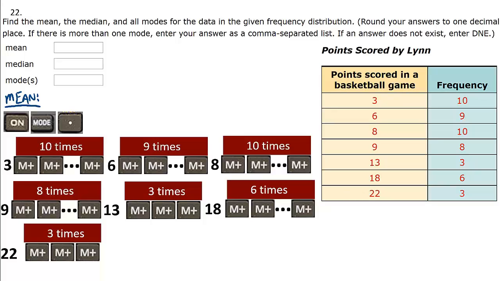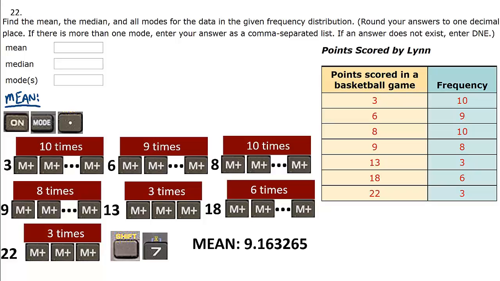After you've gotten all the data in, you do Shift 7 for the mean, and you'll get an answer of 9.163265. We want the answer rounded to one decimal place, so that would be 9.2.